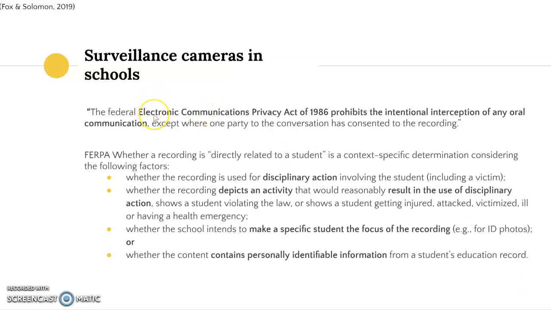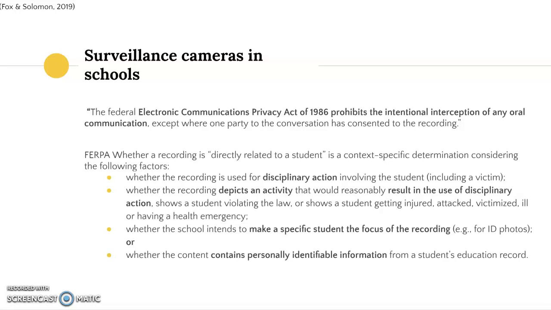So there's also an Electronic Communications Privacy Act that was done in 1986, which prohibits the intentional interception of any oral communication, except where one party to the conversation has consented to the recording. So this is mostly with recordings.